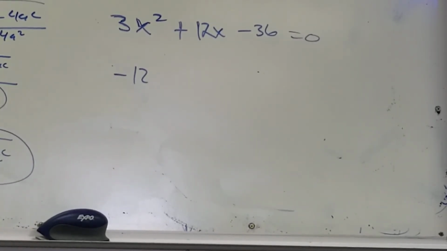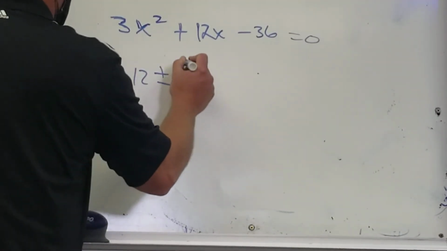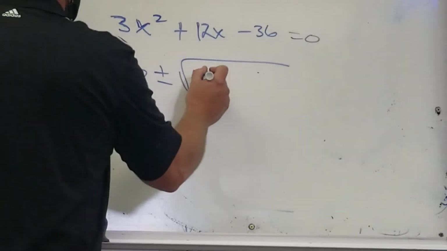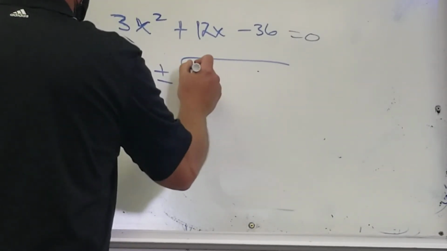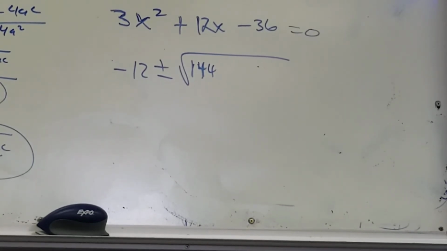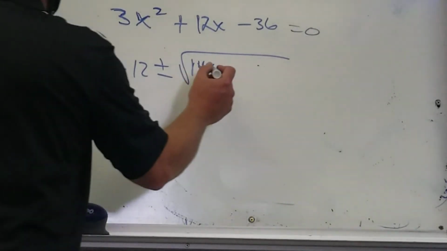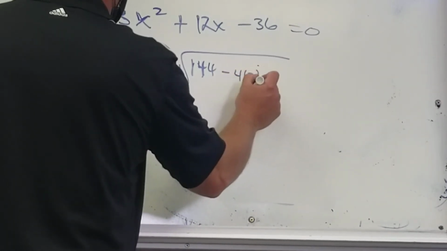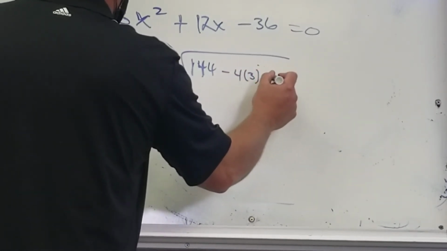So negative b plus or minus the square root of b squared. 12 squared is 144. I usually do that squaring when I write it down, otherwise it just makes it a mess. So I'm just going to do b squared, which is 144, minus 4ac. Now I usually write this out and then do it on top because I don't ever have a calculator. You guys might.